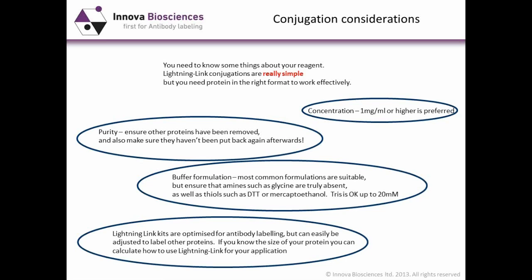The buffer formulation for your antibody is generally fairly straightforward. The most common formulation is a phosphate buffered saline, and that's absolutely fine for using with a LightningLink kit. Do make sure that there are no amines such as glycine present, and also make sure no thiols such as DTT or mercaptoethanol. Tris at relatively low levels in your buffer, up to about 20 millimolar, won't inhibit the reaction. If you're interested in using LightningLink kits for labeling proteins other than antibodies, that can easily be done. If you know the size of your protein, all you have to do is adjust the amount that you add so you end up with the same molar ratios.